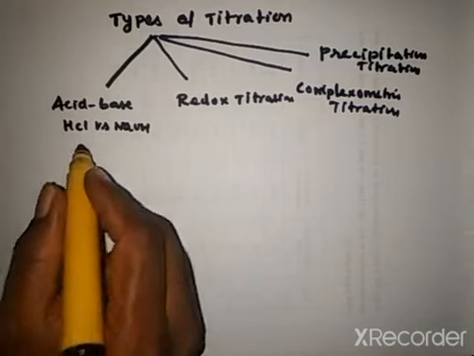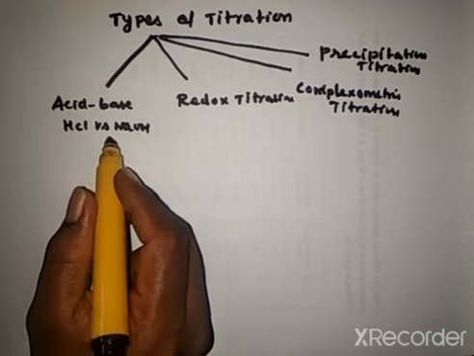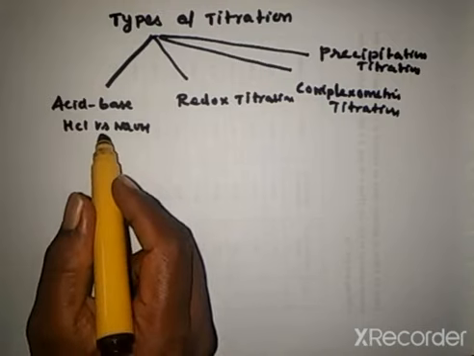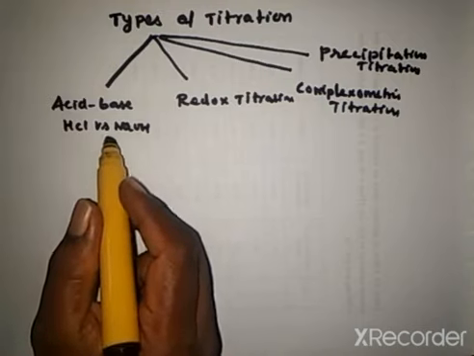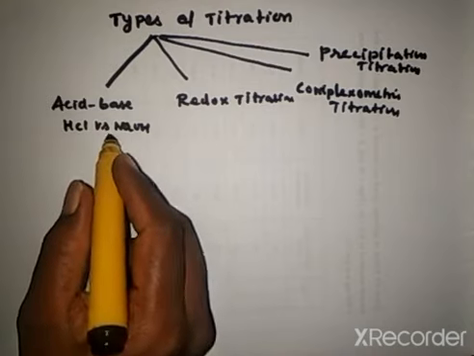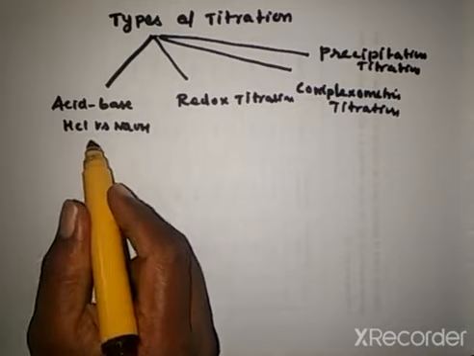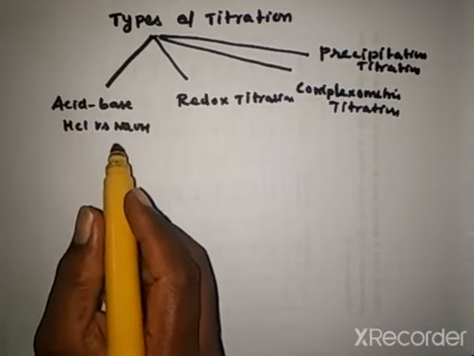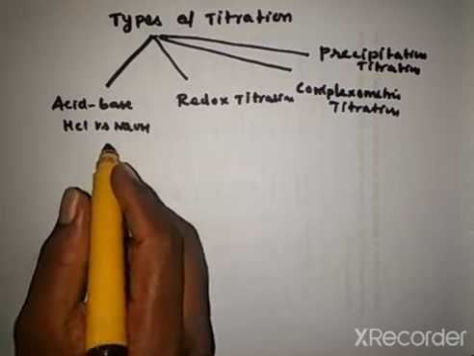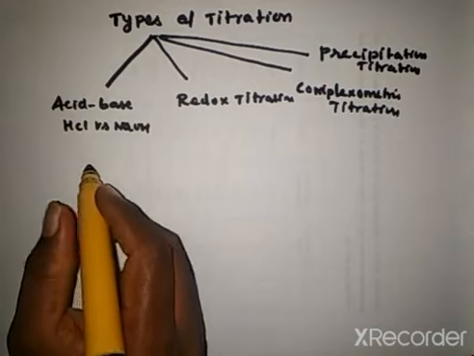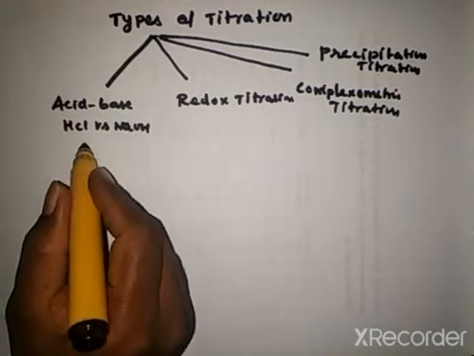From the known concentration, we can find the unknown concentration of the particular solution, whether it may be the acid or the base. So here the reaction involved is the neutralization reaction, which means acid and base combine and give salt plus water. These acid base titrations again have types.